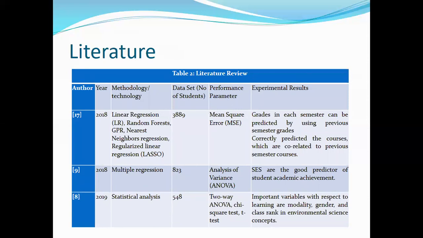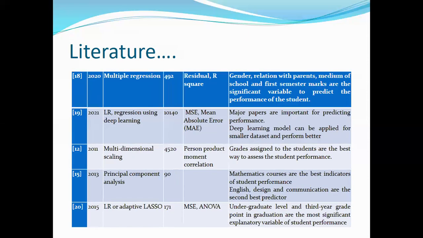We have included regression-related papers and statistical analysis-related papers. The results show that grades, socioeconomic status, gender, class rank, relation with parents, medium of school, first semester marks, major papers, and grade assigned to the student are the best way to assess the student performance.